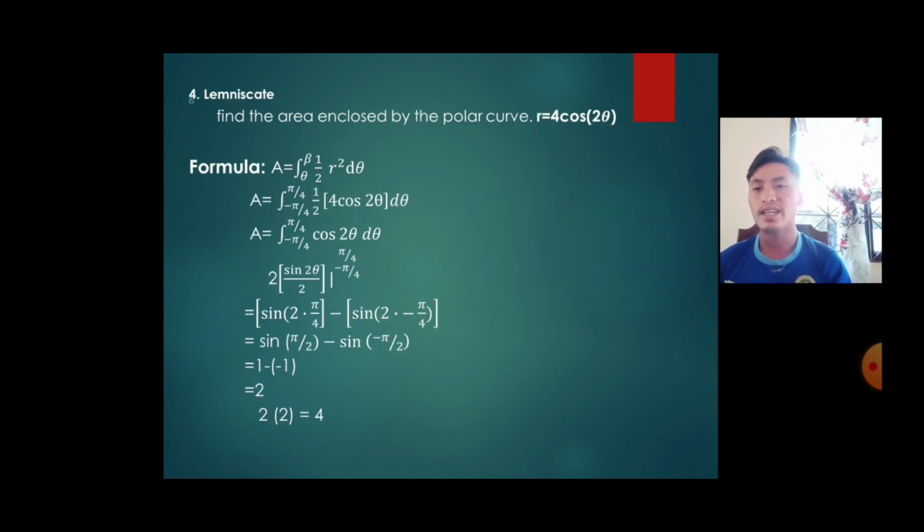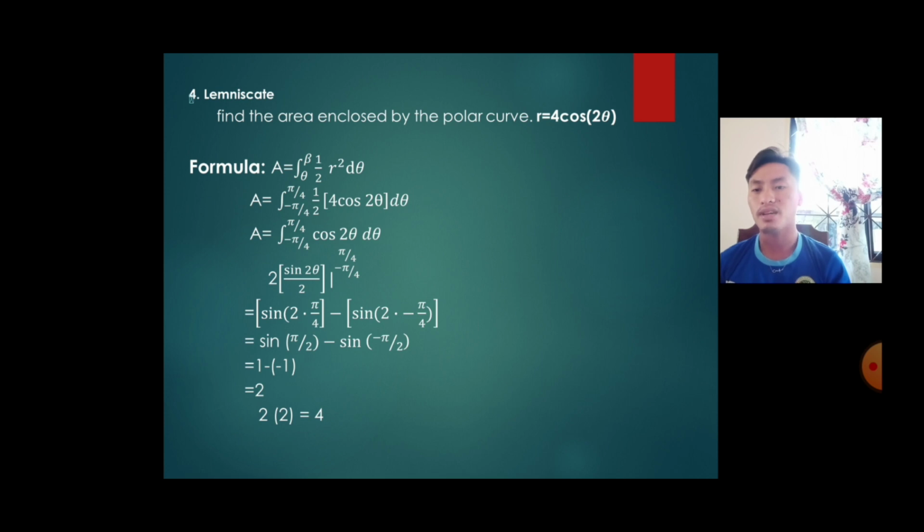So in the lemniscate, find the area enclosed by the polar curve r squared is equal to 4 cos 2 theta. Formula, A is equal to the integral from alpha to beta of 1/2 r squared d theta. A is equal to the integral from negative pi over 4 to pi over 4 of 1/2 times the quantity 4 cos 2 theta d theta. A is equal to the integral from negative pi over 4 to pi over 4 of 2 cos 2 theta d theta.